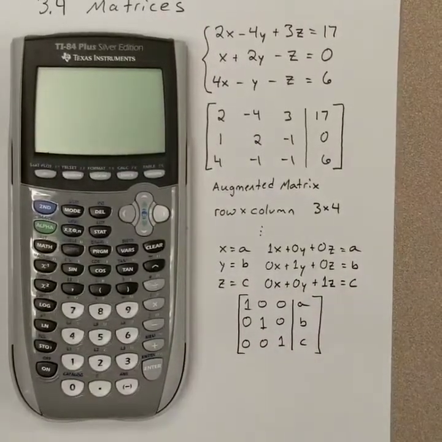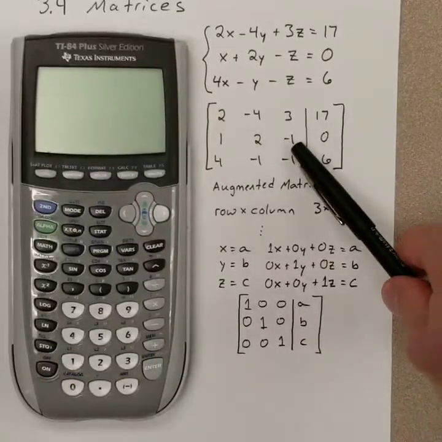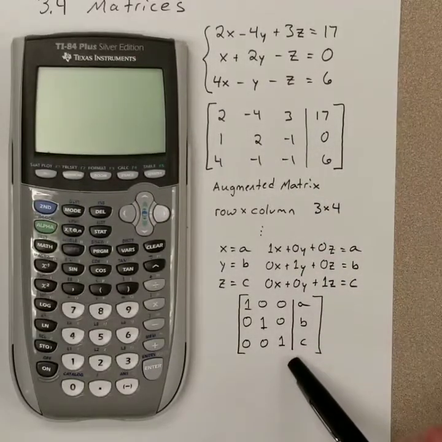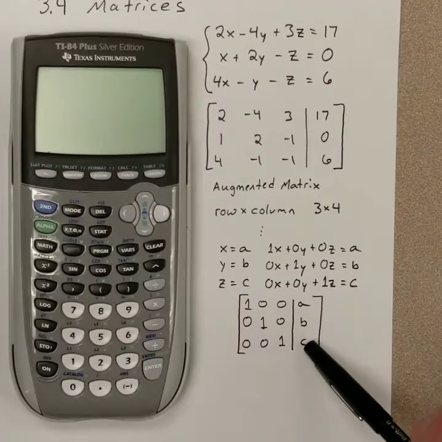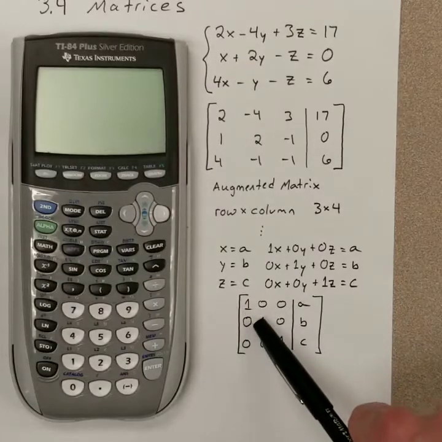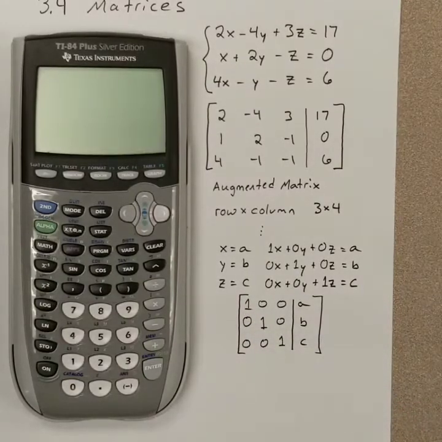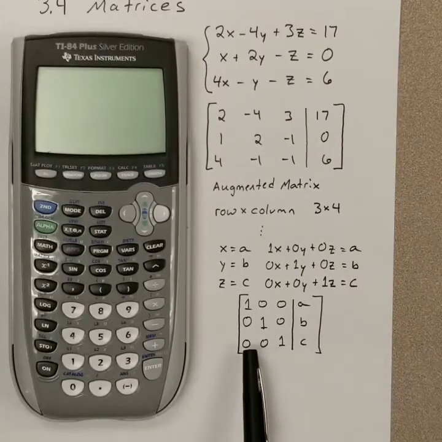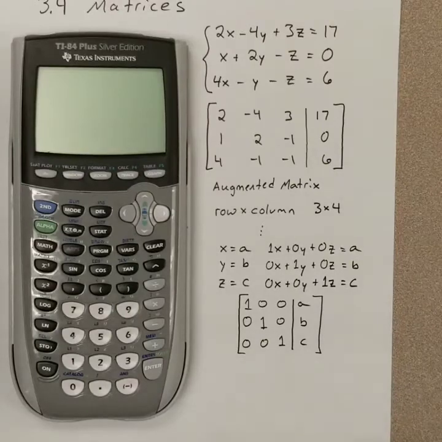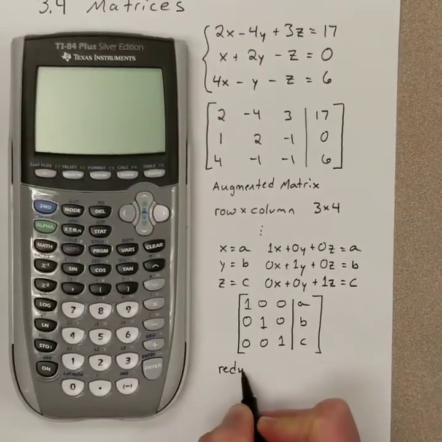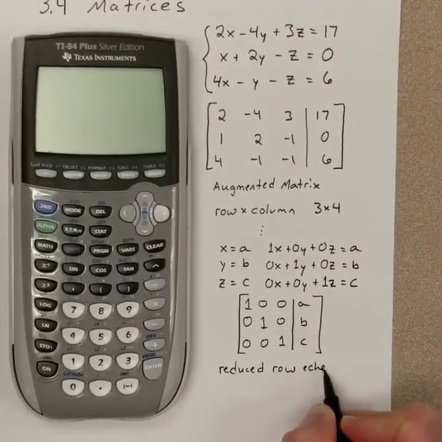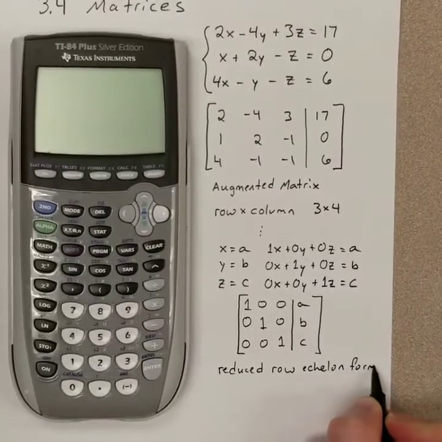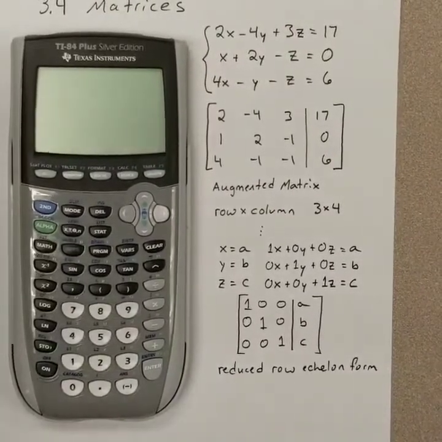Okay. If you can somehow transform the original matrix into this matrix, then the solution to the system will be the three numbers on the right. They represent the x, the y, and the z values. Okay. And so this matrix is called the reduced row echelon form. You don't necessarily need to know that phrase.